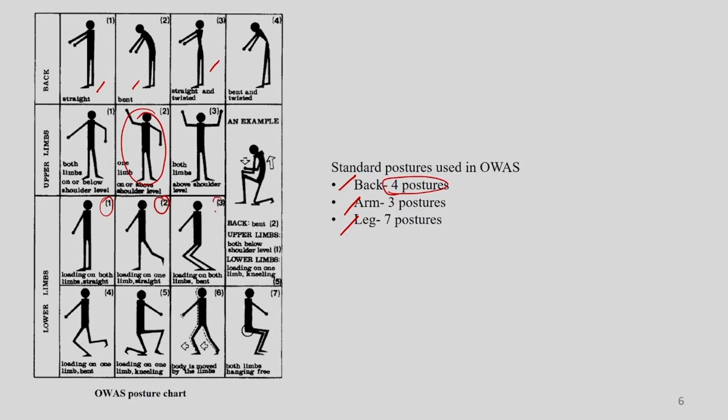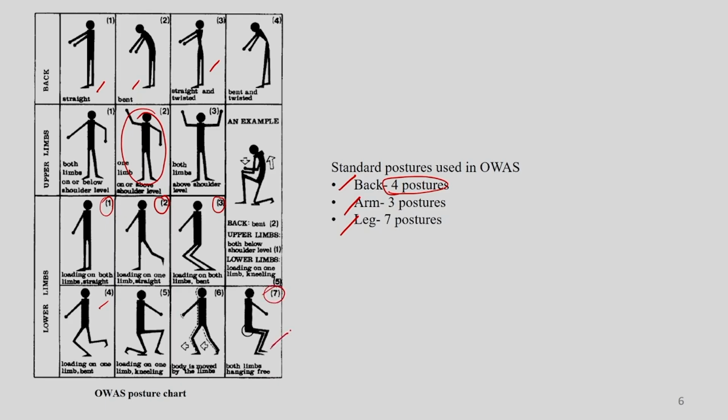So that is kind of 3. Loading on one limb, however that limb is also kind of bent, more stress, so it is 4. Loading on one particular limb and that is in a kneeled condition, one limb is in a kneeled condition, that is 5. Body is moved by the limb, so you are kind of walking, okay, then it is 6. And both limbs hanging free, so you are actually in a half sitting condition, you are doing some activity, that is 7.